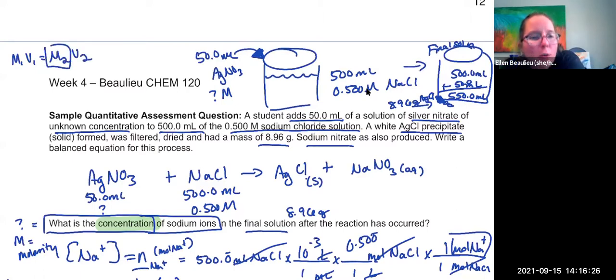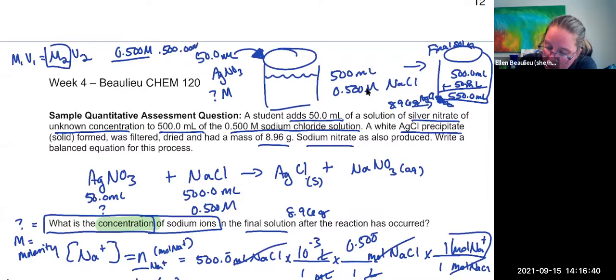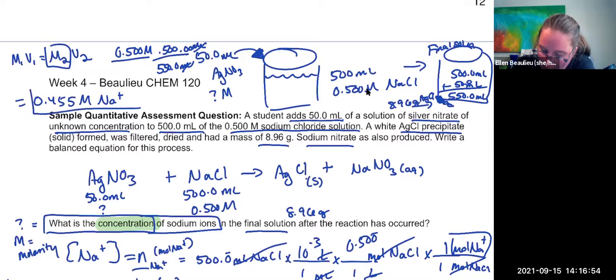We want to know the new molarity of sodium. We know the original molarity, which is 0.5 molar. We can multiply by the original volume, which is 500, and divide by the new volume, which is 550, to get that new molarity, and you get the same answer. So yay you if you saw that shortcut. Both of those are valid ways to solve that problem.